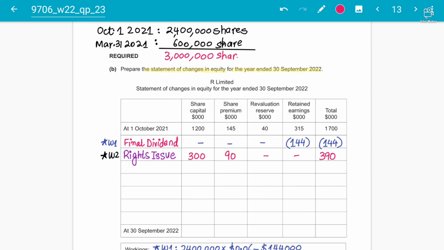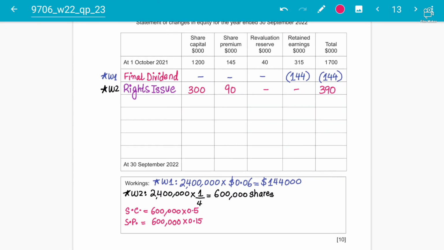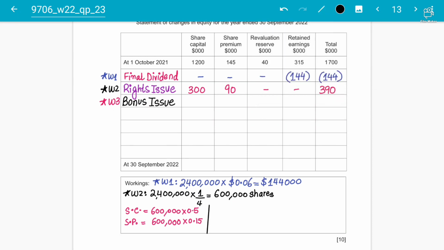So these are the new number of shares. On this you are going to apply, students, the bonus issue. Okay, so hope everyone gets this, that on this you are going to apply the bonus share. So let's say that this is working number 3 for the bonus issue. So here we go, bonus issue that is being done, and let's make some workings here.